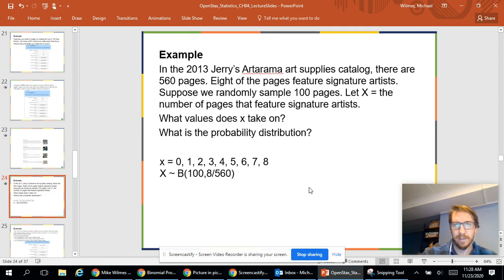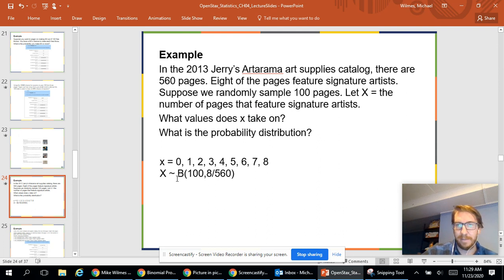So let's do one more example. Here we have an art supply catalog. There's 560 pages. 8 pages feature a signature artist. We're going to randomly look at 100 pages, and we're going to let X be the number of pages featuring a signature artist. And so X is here, the number of signature artists. As we look at the 100 pages, we could get 0 or 1 or 2, all the way up to the 8. There's only 8 signature artists, so we can't get more than 8.